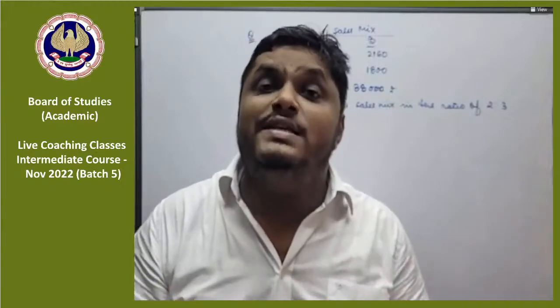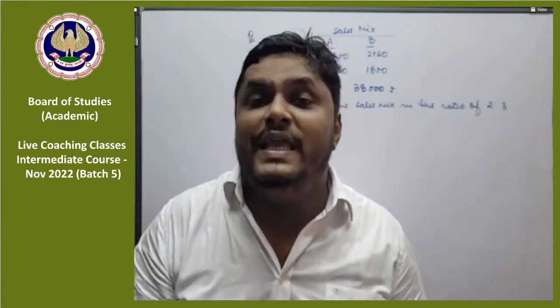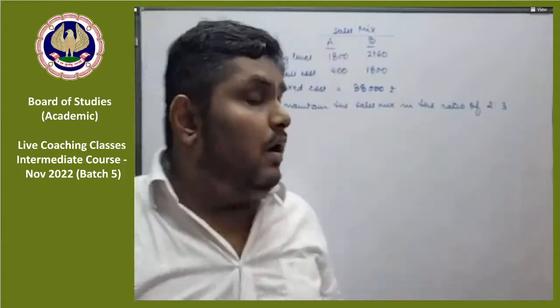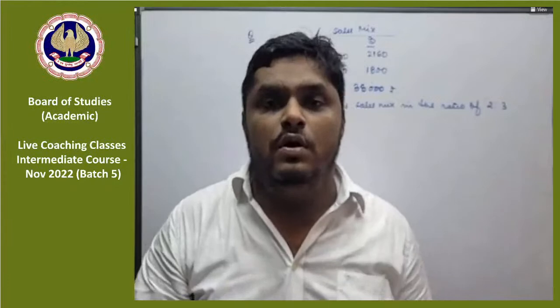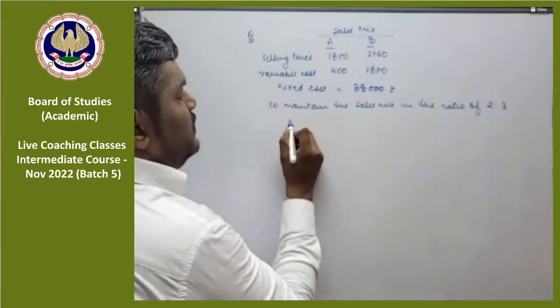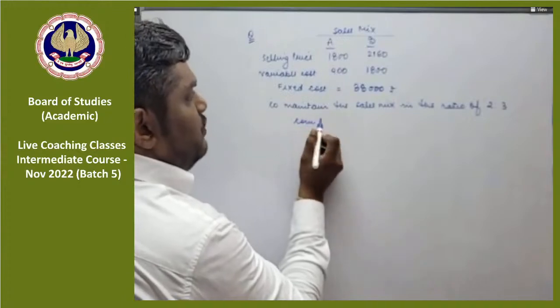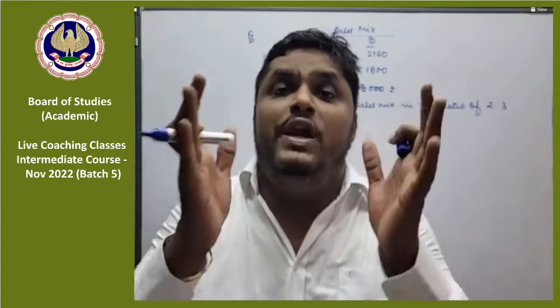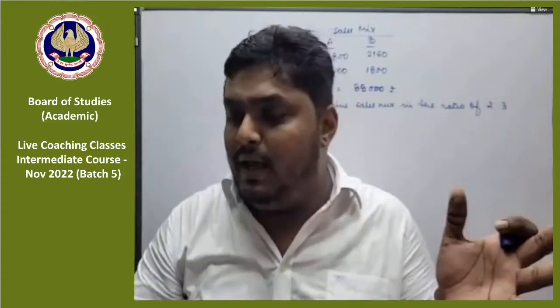Now the question is how to calculate break-even point, further how to calculate combined PV ratio. So let's start, guys. When talking about the first point, that is combined PV ratio will not be calculated separately because there is only one fixed cost for both the products.